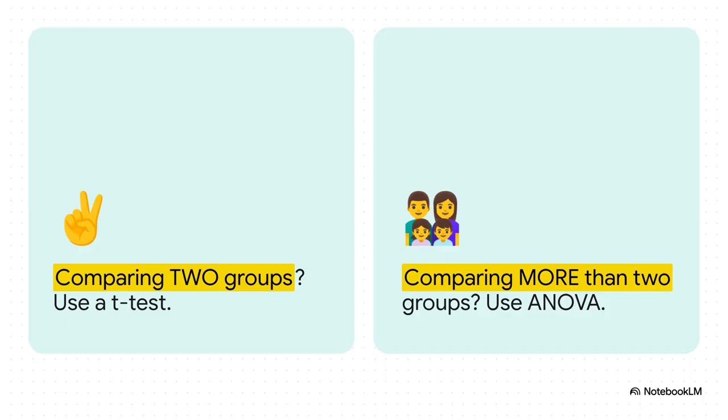If our researcher is just comparing 2 groups, say arts versus engineering students, they'd use something called a t-test. It's built for that. But if they wanted to compare 3 or more groups, like freshmen, sophomores, and juniors, they'd need a more powerful tool called an ANOVA that can handle all those comparisons at once.